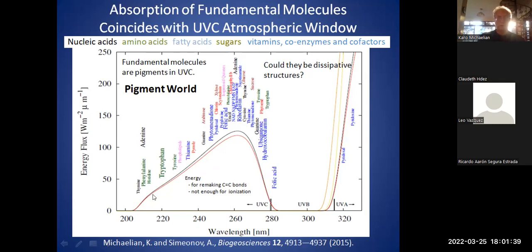So this is like a very sweet spot, un área dulce para la formación de estos pigmentos. Entonces la pregunta es, the question is, could these be dissipative structures? Could each one of these fundamental molecules, these which are listed here above, could each one of these be a dissipative structure and formed that way, just like a hurricane is formed over a heat gradient or temperature gradient?